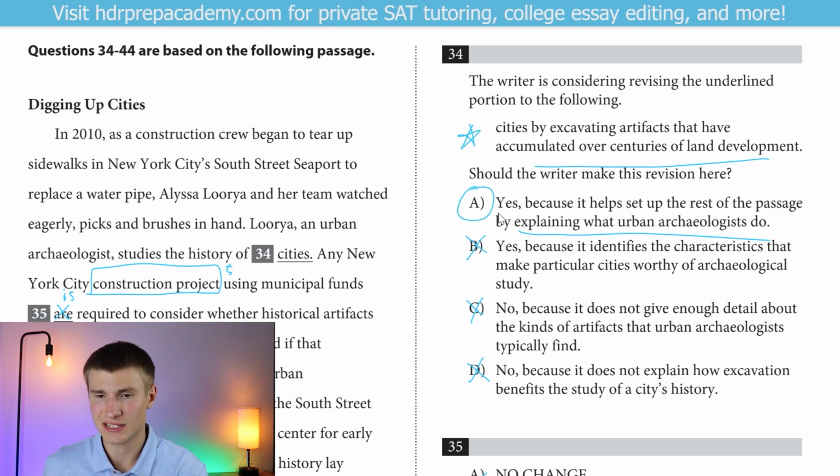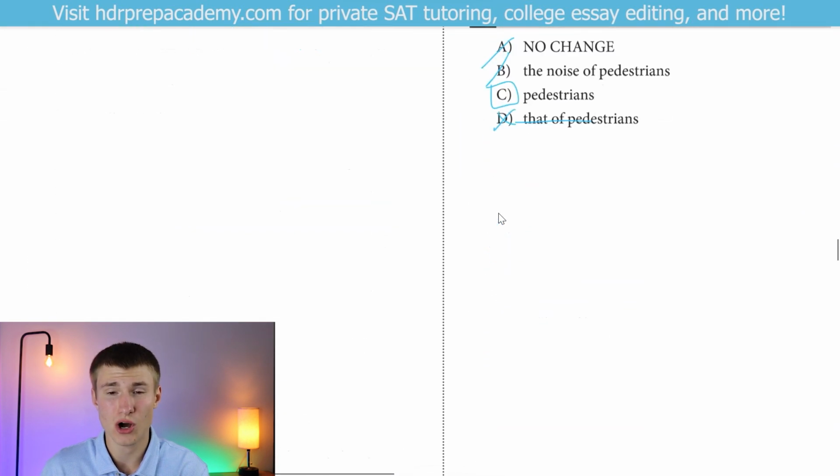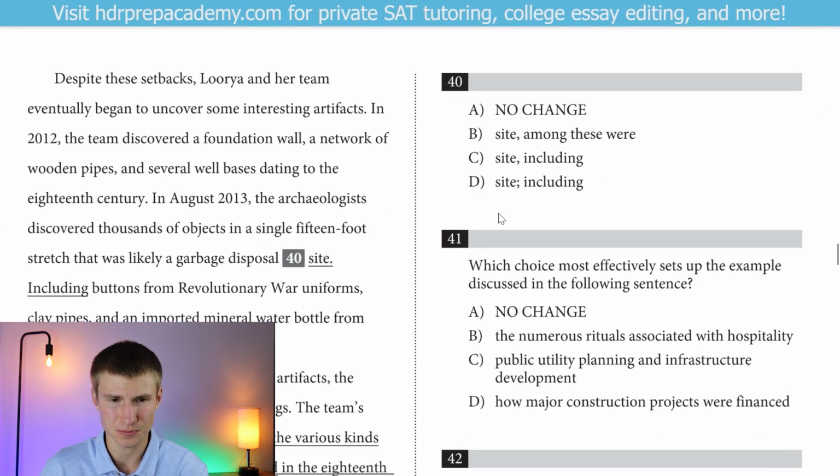If we take a look at B, it says yes because it identifies characteristics that make particular cities worthy of archaeology study. We're not focused on which particular cities are worthy, we're focused on just explaining what urban archaeologists do there. That way the audience is not confused throughout the rest of this passage.